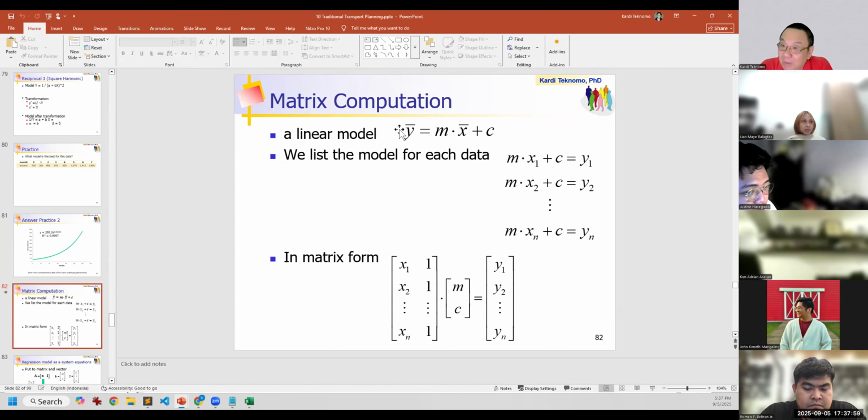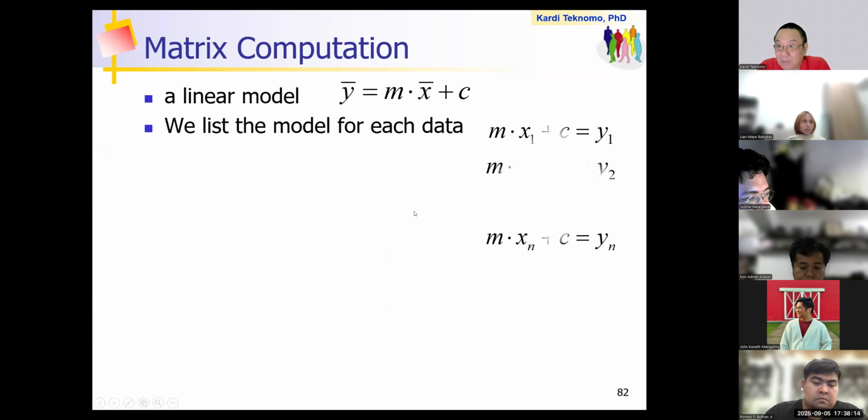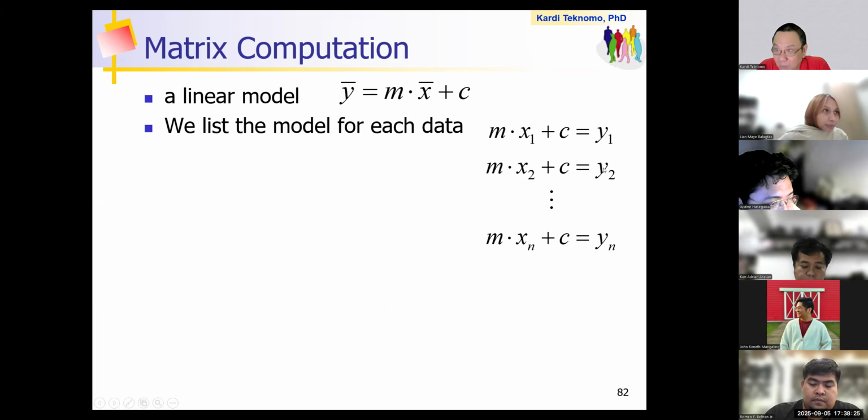Say you have this y equals mx plus c, or b times x plus a, like a while ago. So what happens if you have this? We list the model for each data. Your data is x1, y1, x2, y2, and so on until xn, yn. The model is linear, so you have the slope m, and c is the intercept. And then we list down like this.